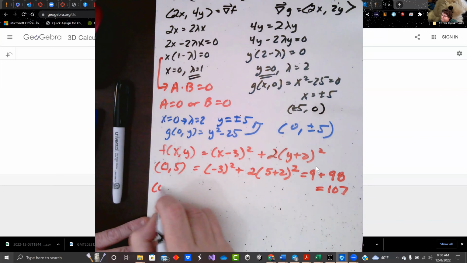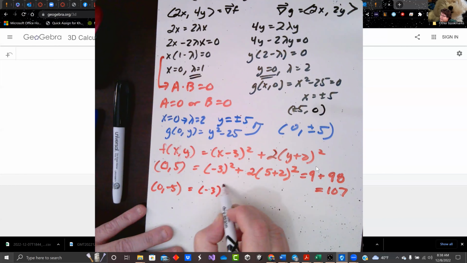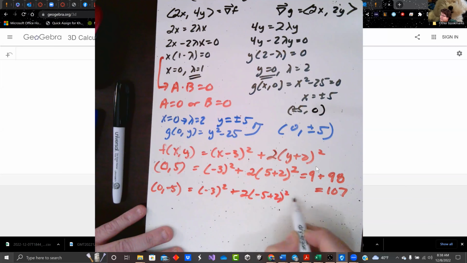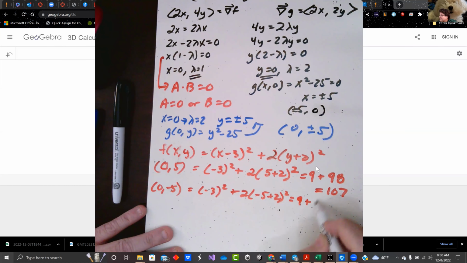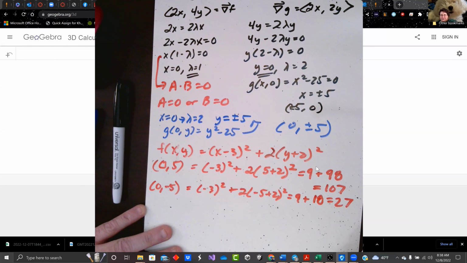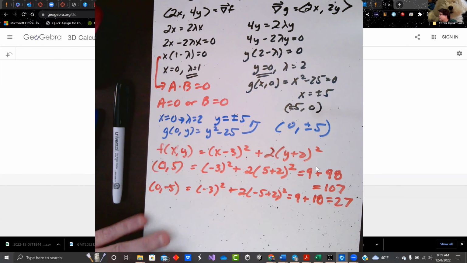If I do 0, negative 5, I still have negative 3 squared. I've got 2 times (negative 5 plus 2) squared. This is 9 plus negative 3 squared is 9 times 2 is 18. This is 27. Now notice these are different values now. 0, 5 and 0, negative 5 don't have the same value like we did in the previous problem. So the function f very much says whether or not they're maximum or minimum.